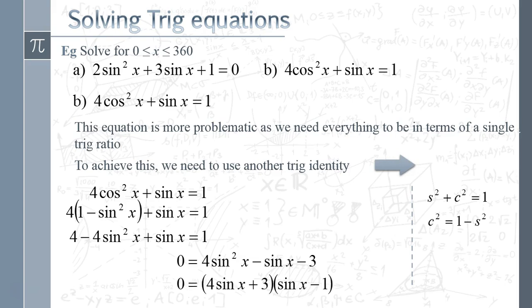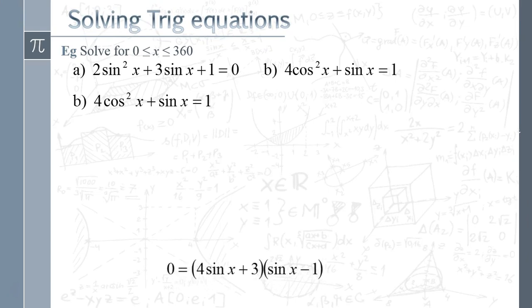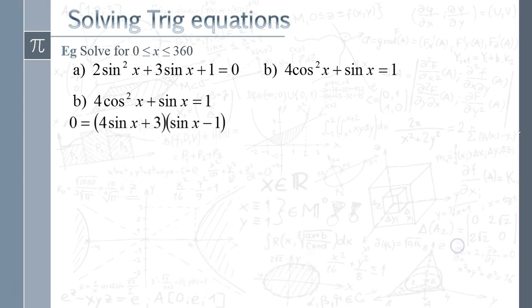So factorise and take the two parts of the equation. There we go. On that side we've got 4 sine x plus 3 equals 0, gives us sine x equals minus 3/4. So that's minus 48.6, but again, not in the range.